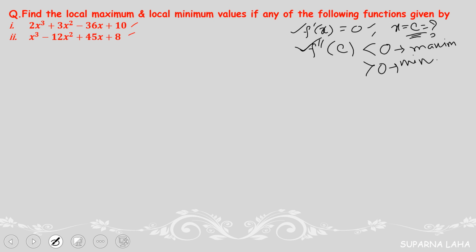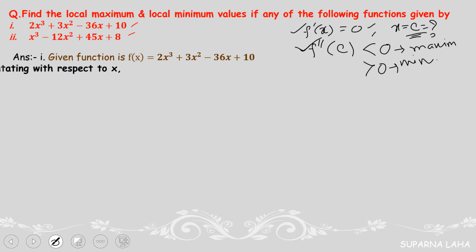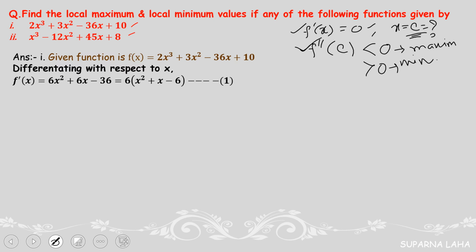So first find this first derivative. Here the function given is 2x cube plus 3x square minus 36x plus 10. So differentiating this equation with respect to x, we find that f dash x is given by: the differentiation of x cube is 3x square, so the first term is 6x square, and the derivative of x square is 2x, so this is 6x, and minus 36. Taking 6 common, you will find the equation x square plus x minus 6.